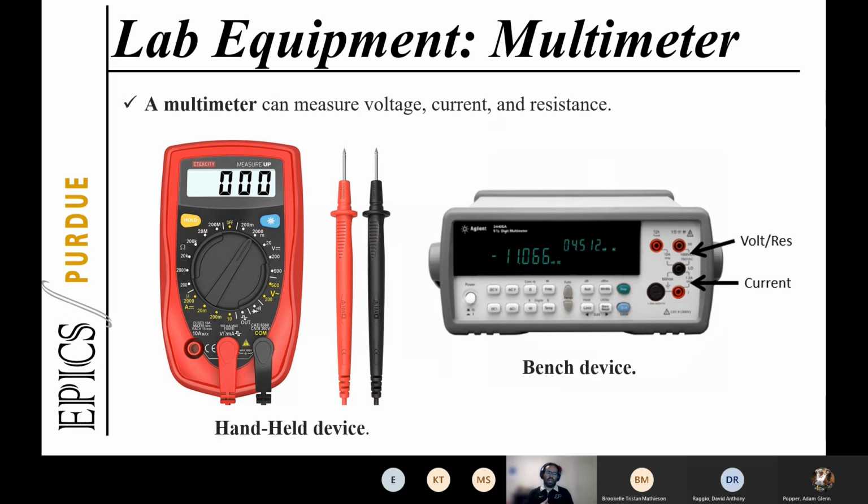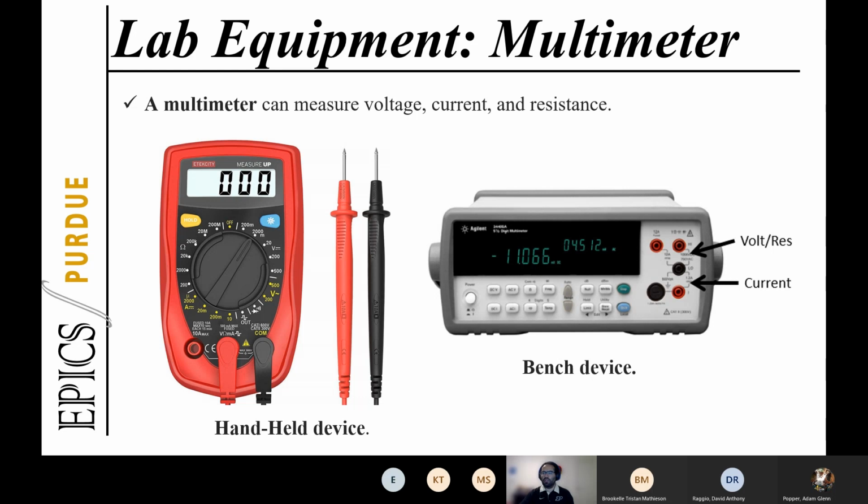As you work in the lab and you're going to be interacting with different equipment, there are a series of measuring tools that you have access to. For example, you can use a multimeter that allows you to do different measurements. You can measure voltage, you can measure current, and you can also measure the value of the resistor.